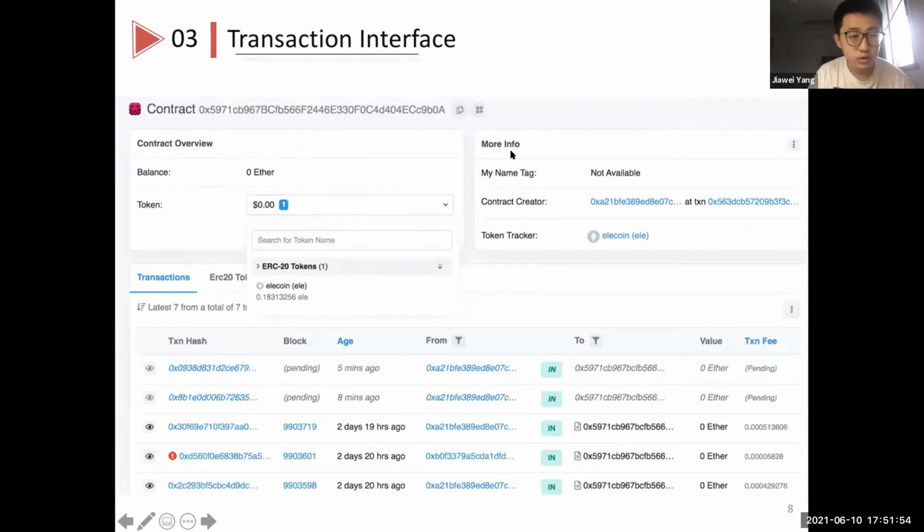This is the interface of the smart contract. As you can see, we deploy our ERC20 tokens from this smart contract. And below is the corresponding transaction that happened depending on this smart contract.